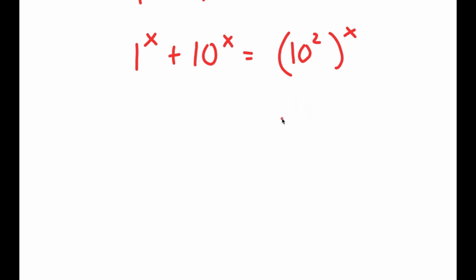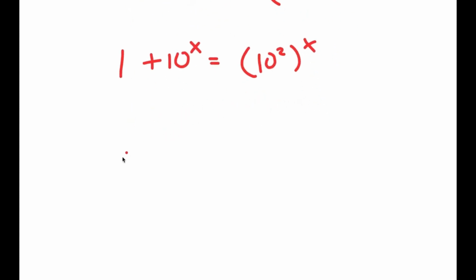Now from here, I'm going to look at the term 1 to the power of x. Well, let's say we have 1 to the power of any number, like 1000. This is still equal to 1. And even if we have 1 to the power of infinity, this is still equal to 1. So no matter what value x could be, 1 to the power of x will still be equal to 1, meaning we can just ignore the x and just say this is 1 plus 10 to the power of x is equal to 10 squared to the power of x.